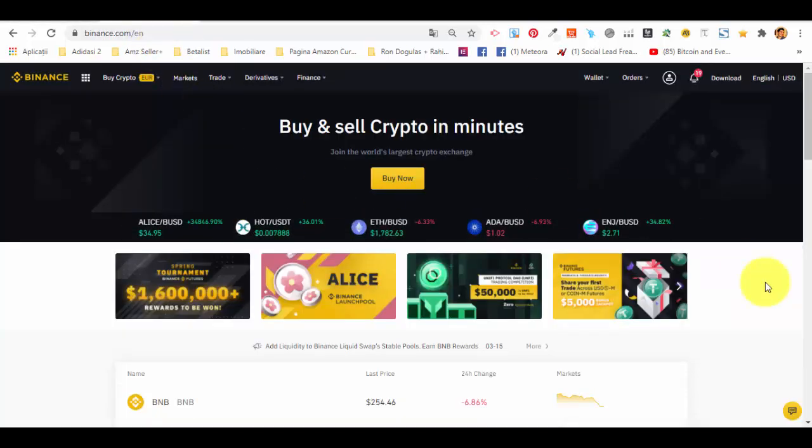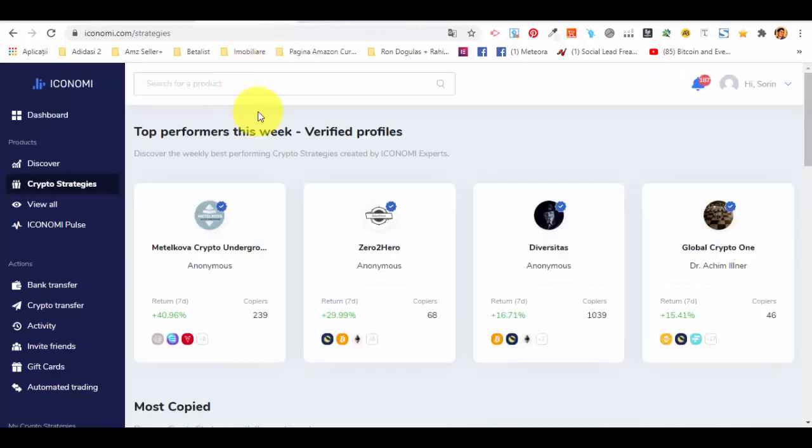Then we have Binance.com, which is actually the largest platform for trading cryptocurrency from what we know at the moment. They have a variety of services and a variety of ways that you can use it to trade crypto. Then we have Iconomy.com, which is a platform for copy trading, and it's pretty secure and pretty big. They have some good volumes over here.